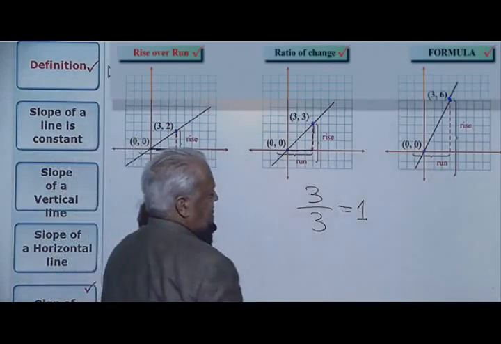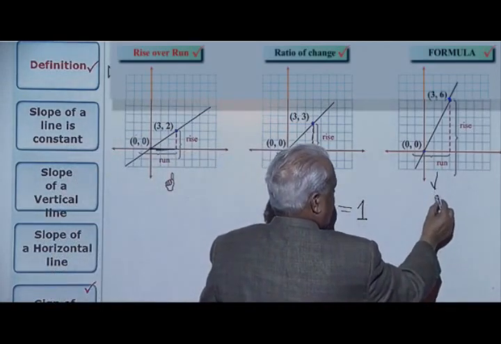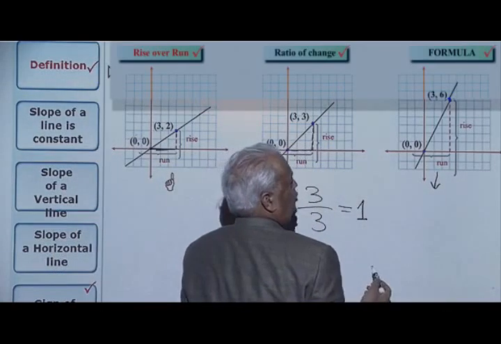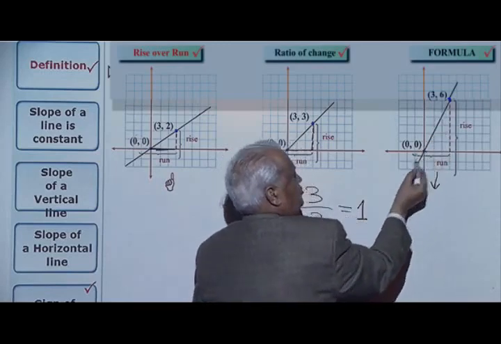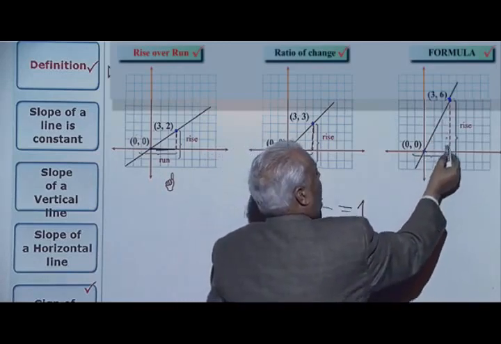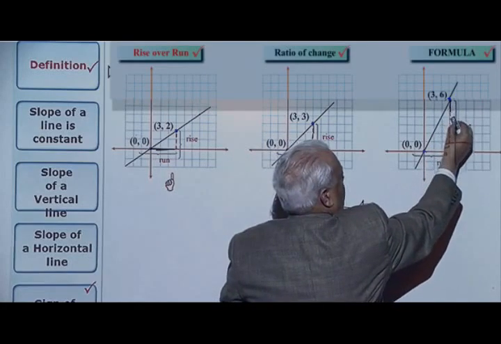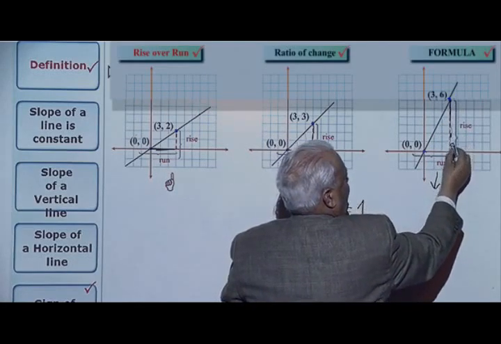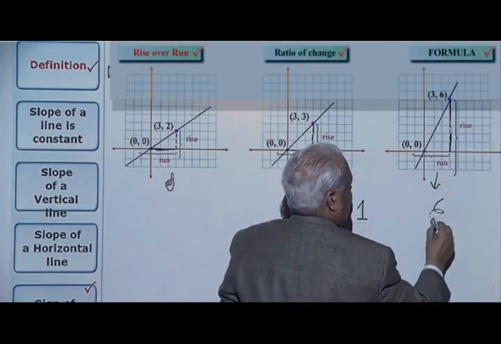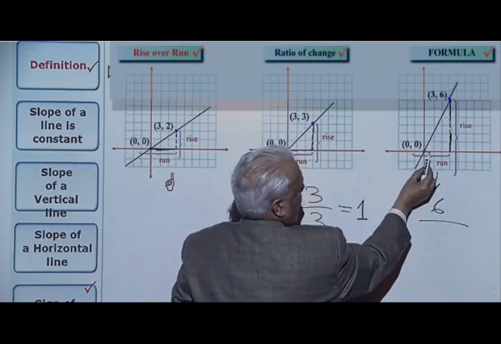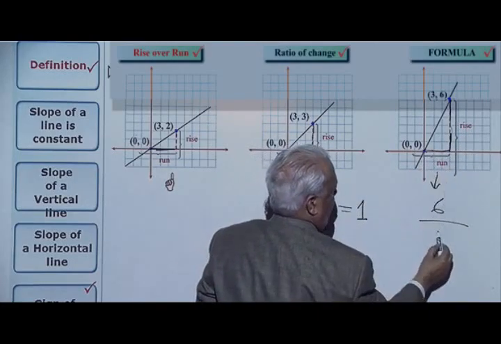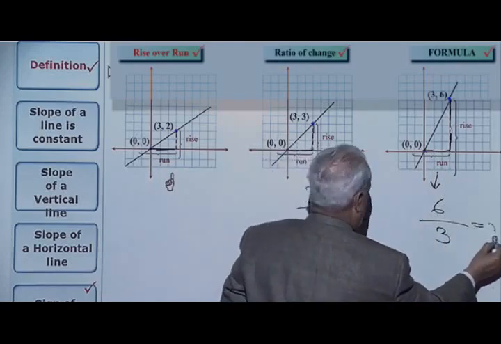Let's take this case. Again, rise over run. The line again passes through the origin. How high is the point from the origin? You have 1, 2, 3, 4, 5, 6. So it is 6 over run, 1, 2, and 3, which is equal to 2.